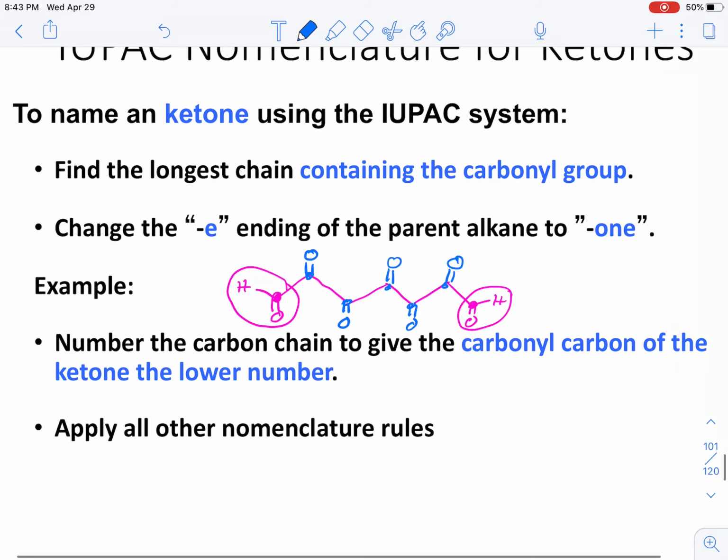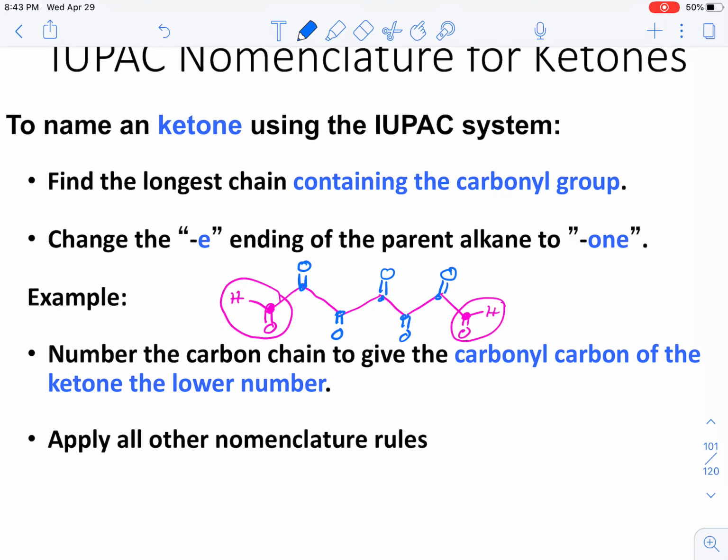And very similar to aldehydes, thiols, and alcohols, we always want to make sure that our functional group, in this case the ketone, gets the lowest carbon number. And so you are going to number your carbon chain so that the carbonyl carbon of the ketone gets the lowest carbon number. And then you are going to apply all the other rules of nomenclature for substituents, for double bonds, triple bonds, halides, alkyl groups. The list continues.